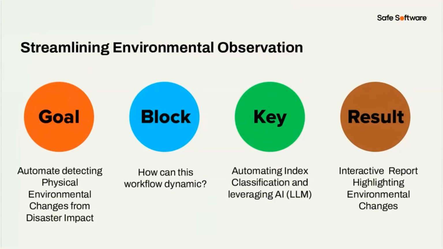We can streamline environmental observations. The goal is to automate detecting physical environmental changes from disaster impacts. That block will be determining how we can make this workflow dynamic. The key is to automate index classification and leverage AI, in this case, locally running a vision model. And the result of streamlining environmental observation will be an interactive report that highlights environmental changes.